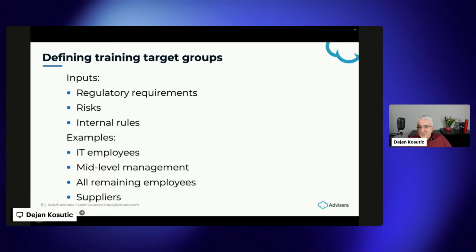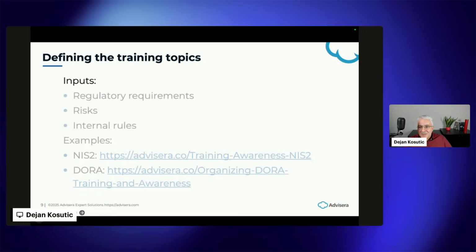Now let's see a couple of examples for defining training topics. Again, you have to go through these steps, defining regulatory requirements, to see exactly what the regulations are requiring. I've given you this example of DORA requiring risk management for senior management. Again, you have to go through risks. If you have particular risks that are higher in a particular area, this is then the topic that you have to cover through your training. Again, you have to go through your internal rules. And then you will define the topics.